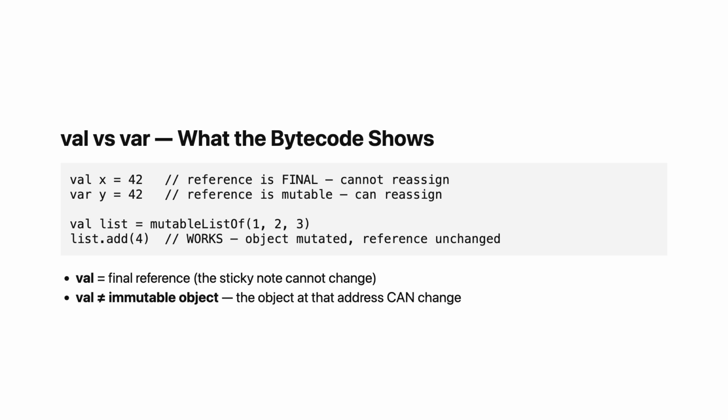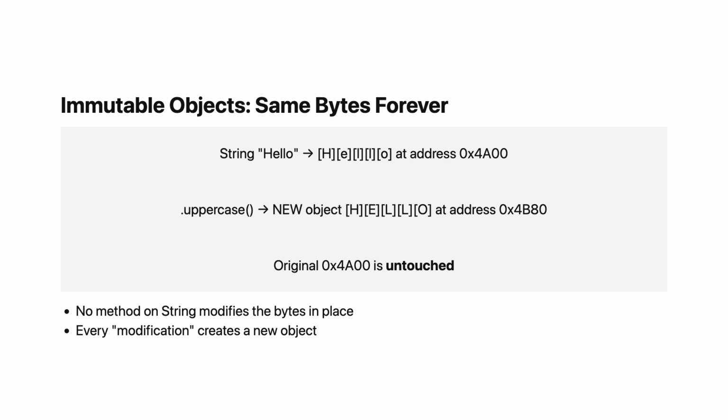So what does a truly immutable object look like in memory? Think about a Kotlin string. When you create the string "hello", the runtime allocates a block of memory, writes the bytes for "hello" into it, and from that moment on, those bytes never change. There is no method on string that modifies the characters in place. When you call uppercase or plus, you are not changing the original, you are creating an entirely new string object at a different memory address with different bytes. The original sits there untouched.